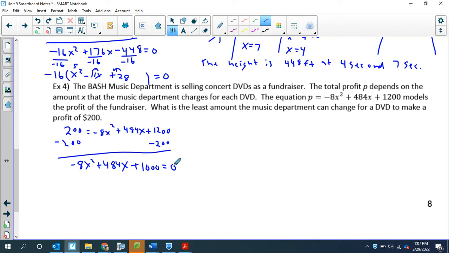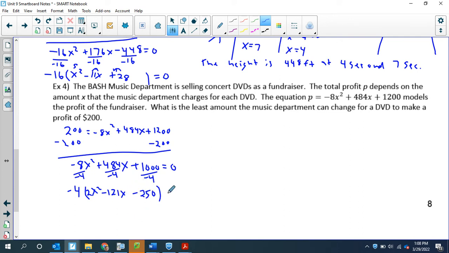All right, so now I'm going to factor out our GCF. So 8 is in the front, but 8 doesn't go into all the numbers. So we have to figure out another GCF. It's not 8. It would be 4 in this case. So I'm going to put a negative 4 in front. Again, we always want our leading coefficient to be positive. That's why I'm pulling out a negative number. So I get 2x squared minus 121x minus 250.